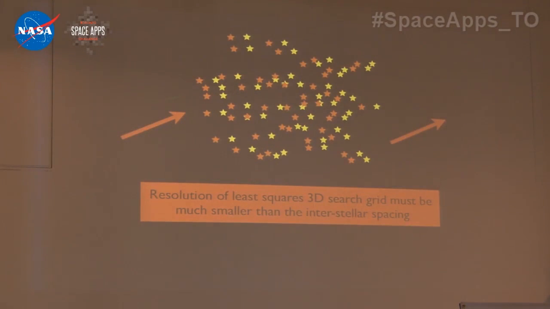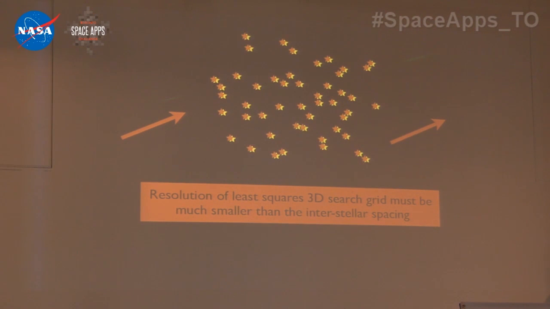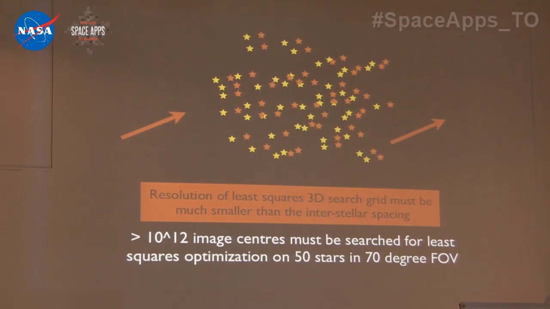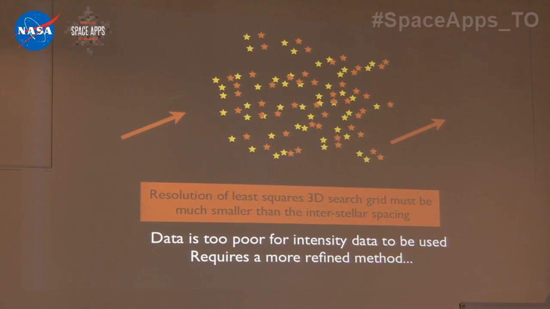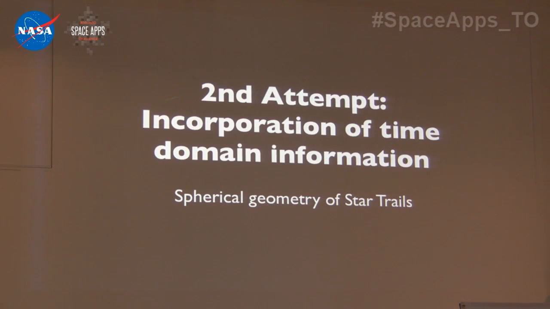But the problem is that as we flick through these, I'm just varying my 3D grid in the orange stars, and my data points are the yellow. And you see that your grid size has to be much smaller than the average interstellar spacing. And this means that more than 10 to the 12 image centers must be searched, and you have to perform 10 to the 12 least squares optimization problems. And this is obviously not possible. And the data is too poor for intensity data to be used in the image, so it really requires a more refined method. So that's where our second attempt comes in, and that's the incorporation of the time domain information.